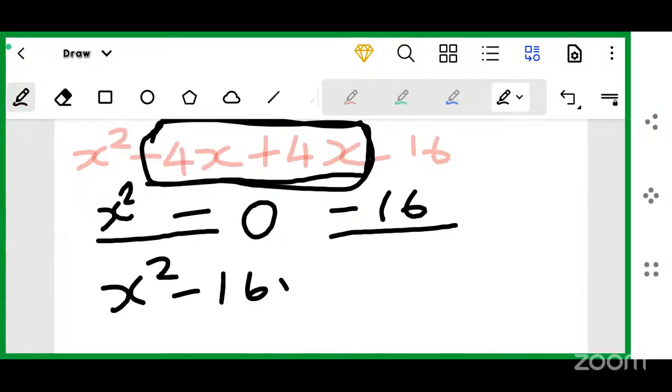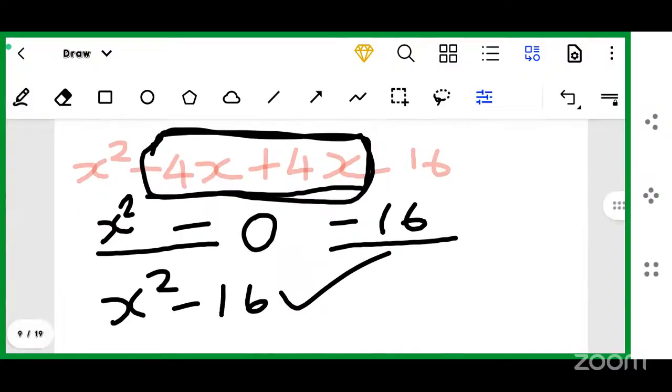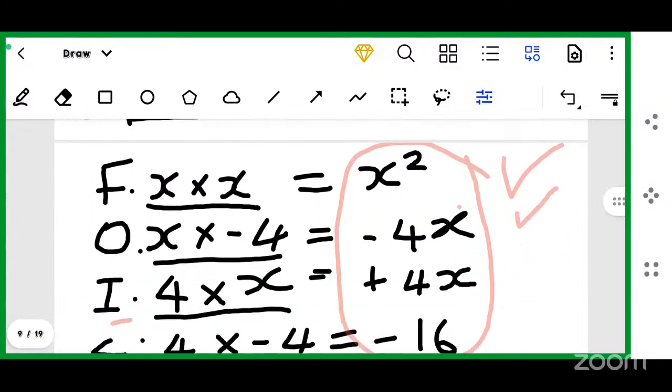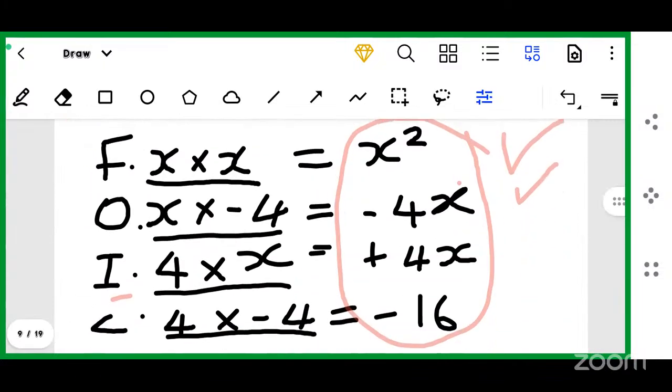Minus 16, correct. So I'm going to send some things. Can you do a screenshot of these, because I have to do preparation for the next one. I'll send something that you can work out today. If you're not really busy, you can send it today. I'll check it, verify if it's correct, and if we are okay to move on.